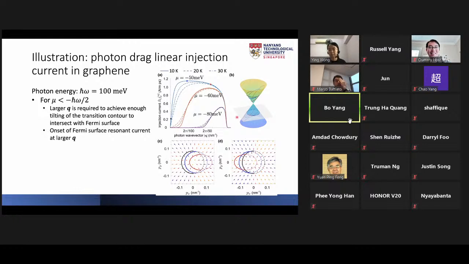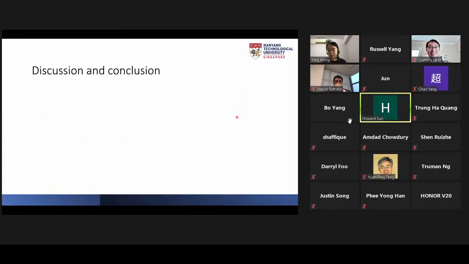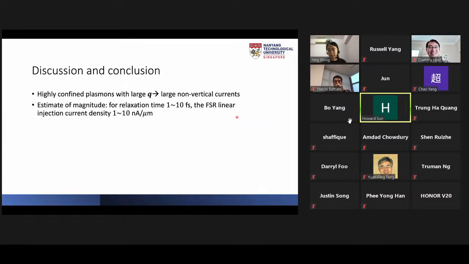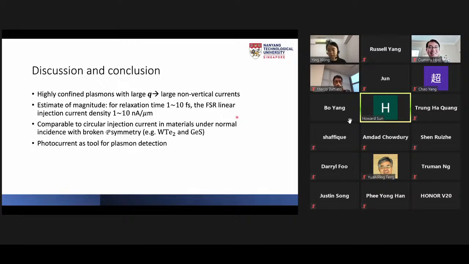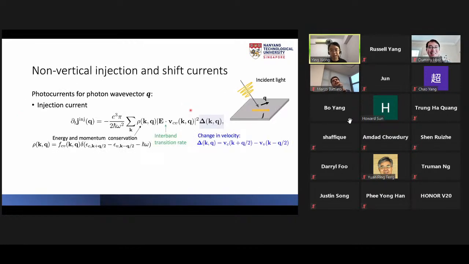I have a question about the last slide. You mentioned the relaxation time is about 10 femtoseconds, right? So how do you calculate the relaxation time? Okay, this is actually a phenomenological observation from previous experiments. It is actually the relaxation time of the injection current.